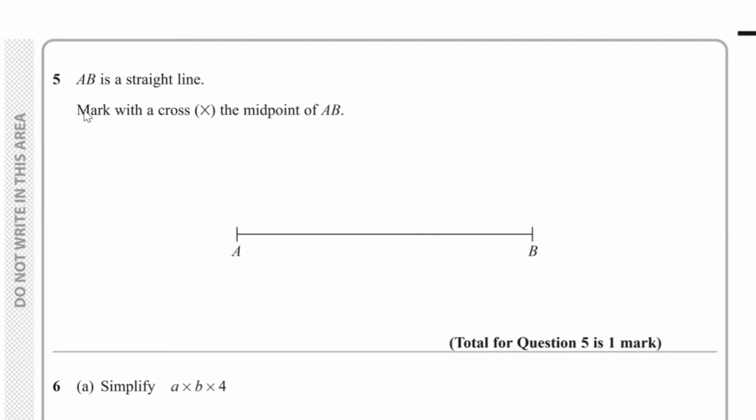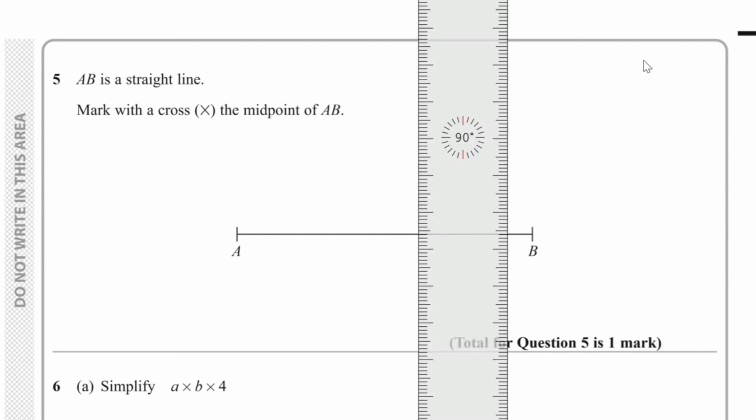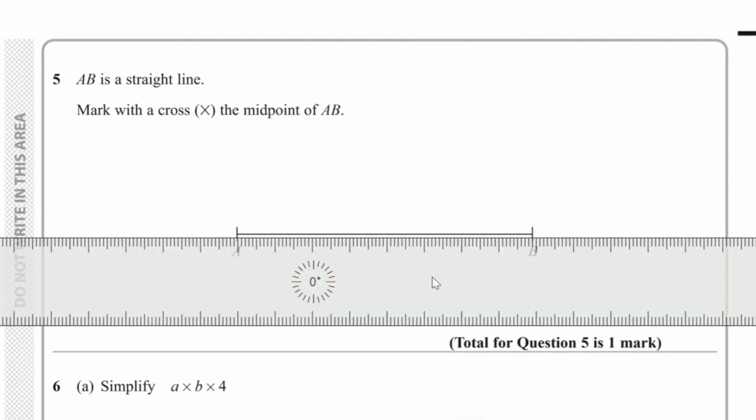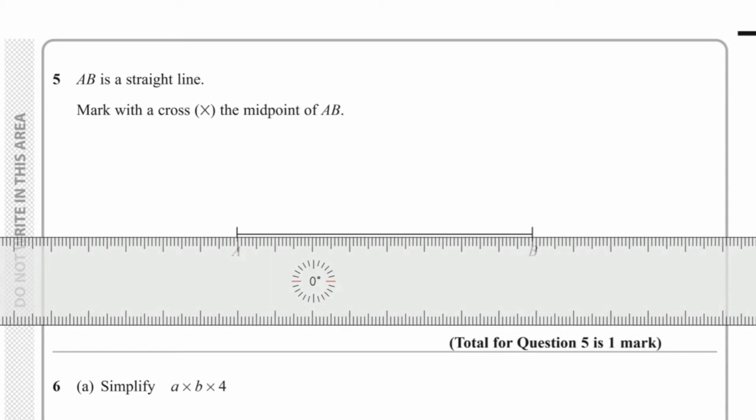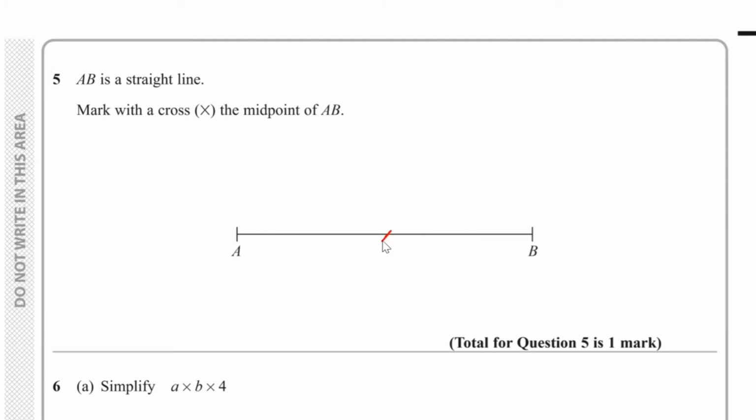Question number 5. AB is a straight line. We have to mark with a cross the midpoint of AB. Well, if we measure AB, we get 8 centimeters, and half of that is 4, and so therefore the midpoint is 4 centimeters from A, or 4 centimeters from B. Here is the midpoint of AB.